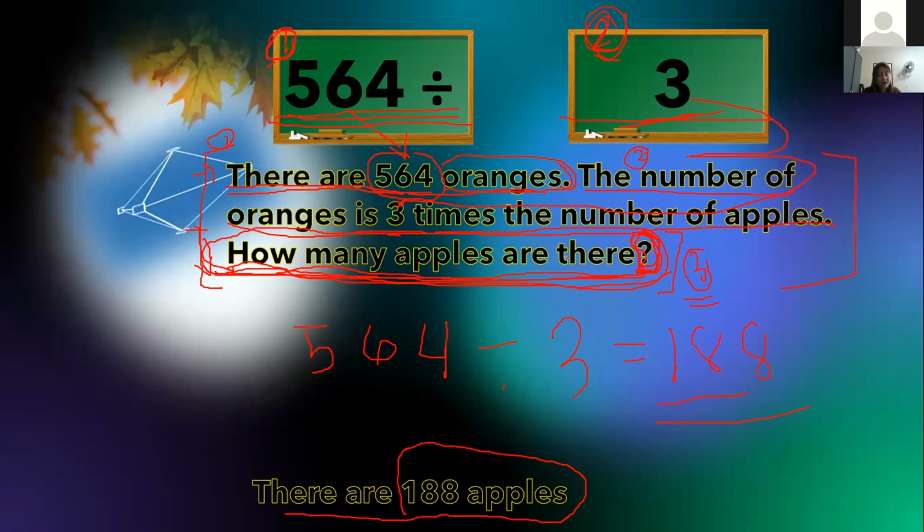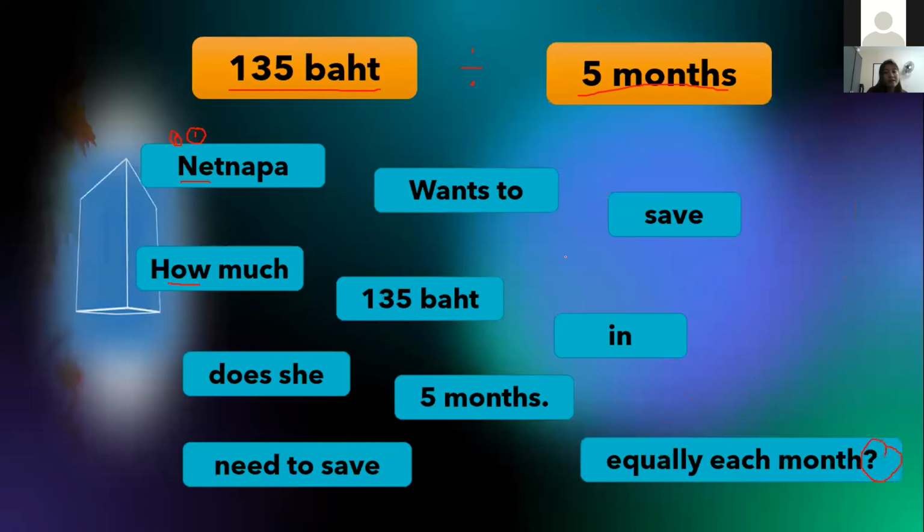We have to practice, okay? So the first here, can you get your notebook? So we have the given numbers here: 135 baht and 5 months. Remember that I told you, this is the first sentence, so the first given number, and the second given number. It means our first given number will be in the first sentence. Okay, this one is a little bit hard, because I cut all this one.